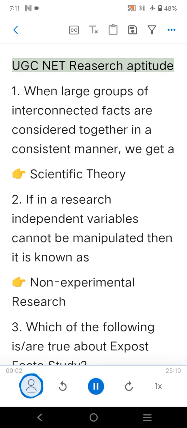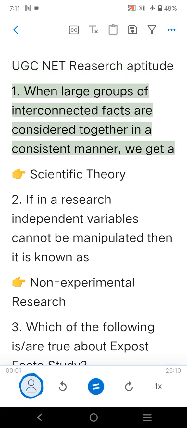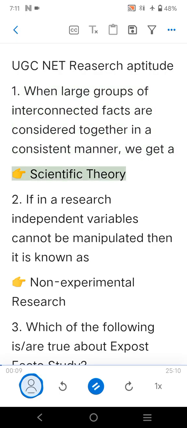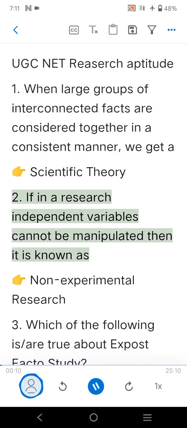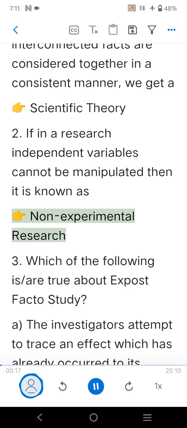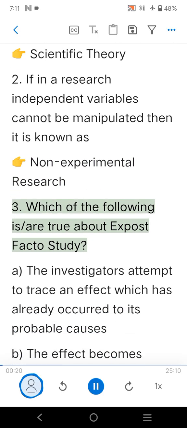UGC NET Research Aptitude. 1. When large groups of interconnected facts are considered together in a consistent manner, we get a scientific theory. 2. If in a research independent variables cannot be manipulated, then it is known as non-experimental research.